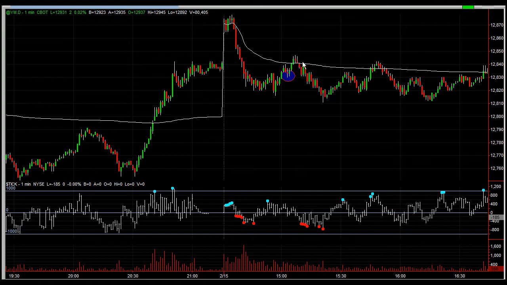Okay, that's what we're looking for. We're looking for an exit above the VWAP. One in, all out trade. There's no extra edge to it. The edge is literally just that.